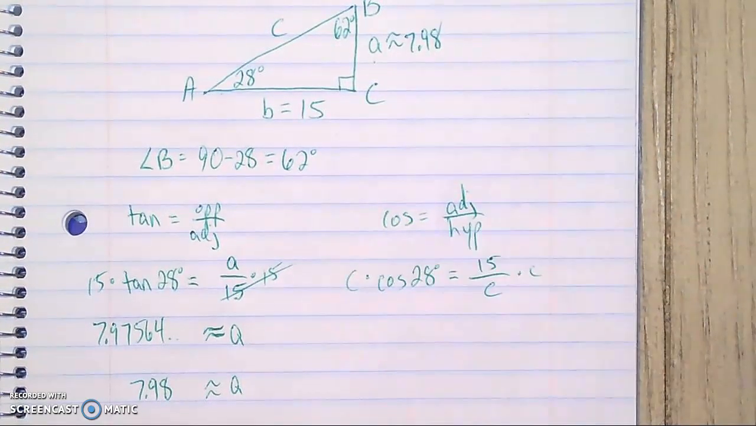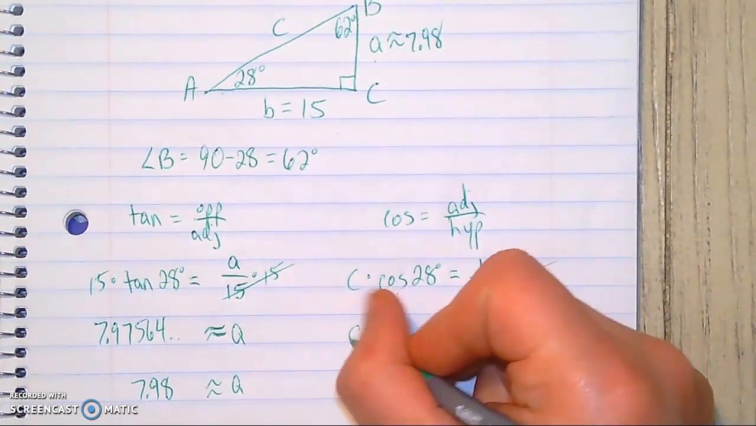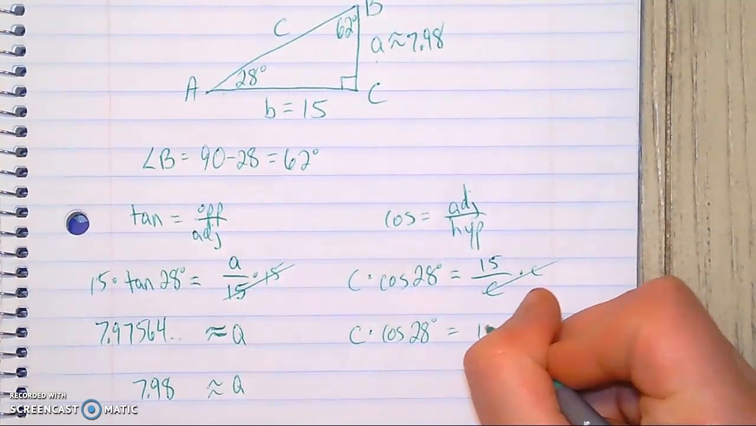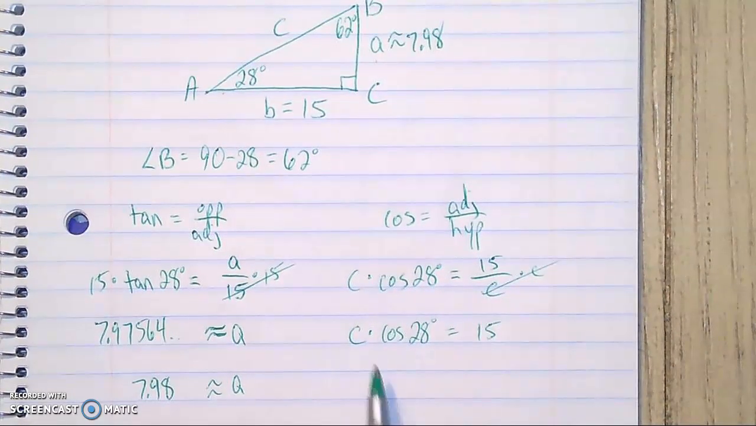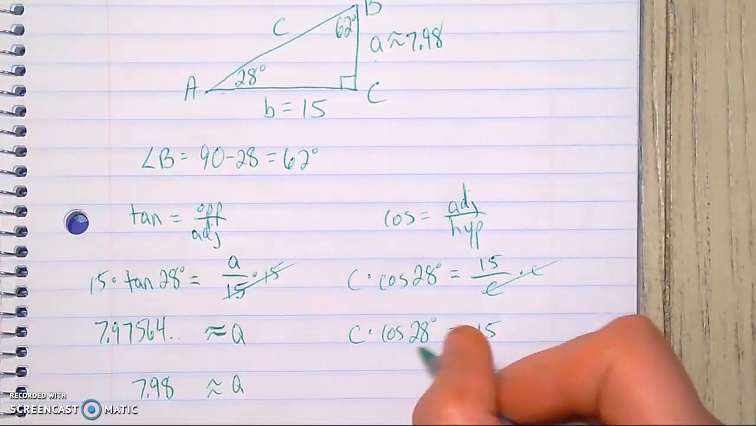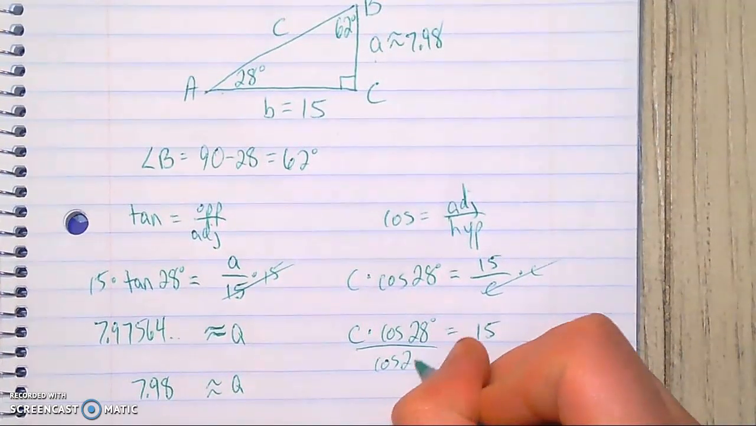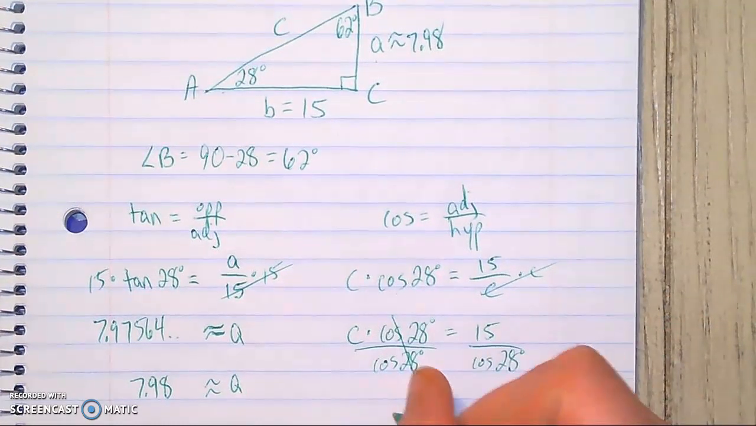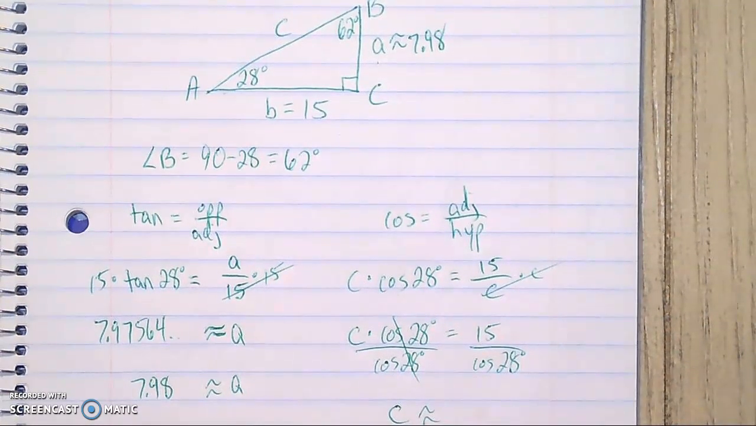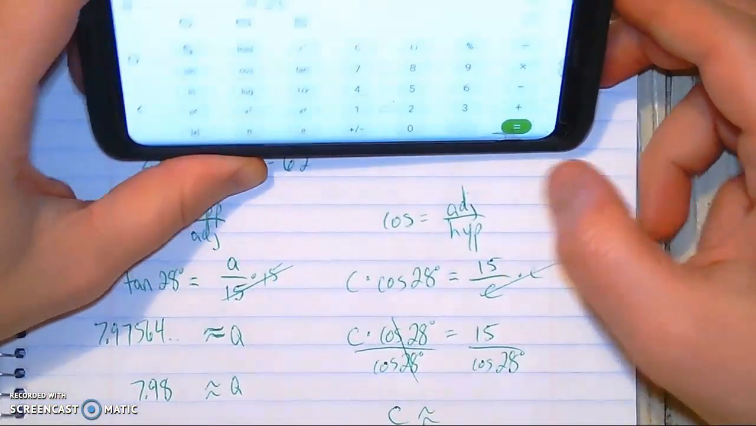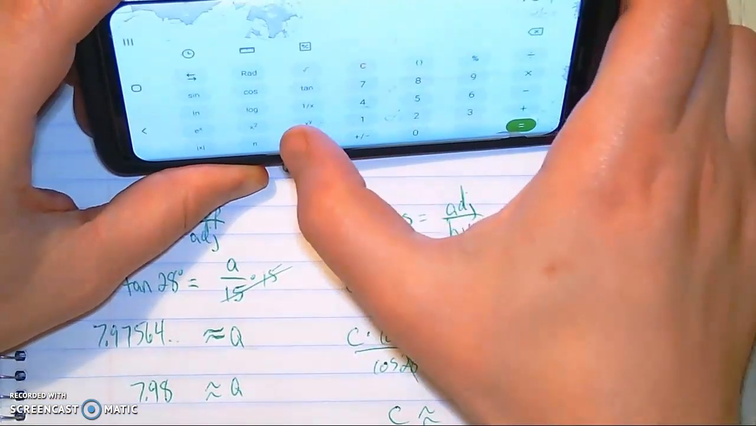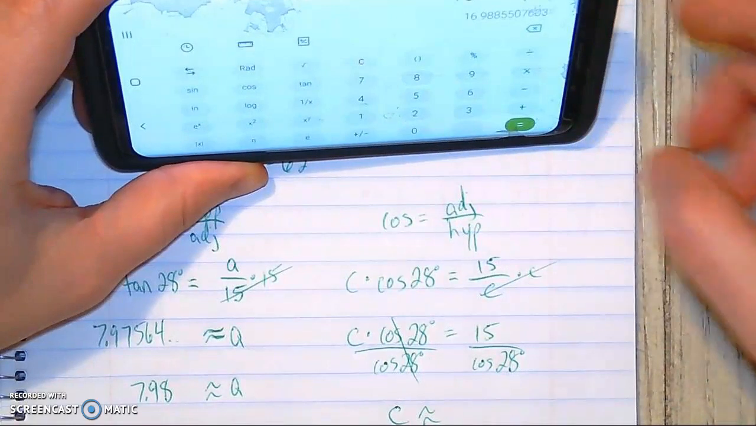So I'm going to do a times by C on each side. This cancels. I get C times the cosine of 28 degrees equals 15. And then ultimately, now if I want the letter C all by itself, I'm going to divide by the cosine of 28 degrees. And once I do that, C is by itself, and it is approximately, go back to that calculator, and I'm going to type 15 divided by the cosine of 28 degrees.